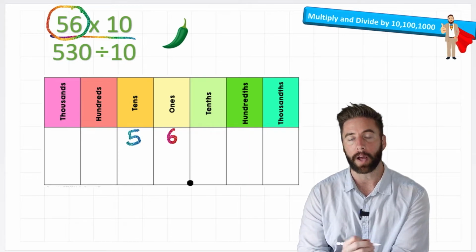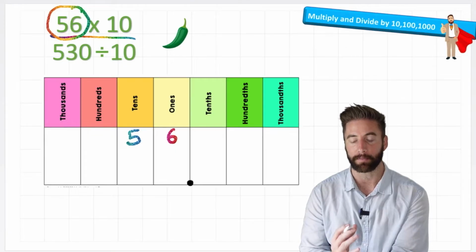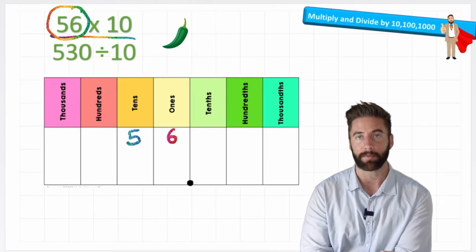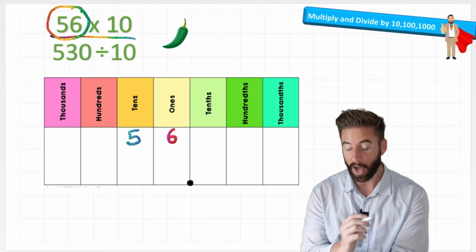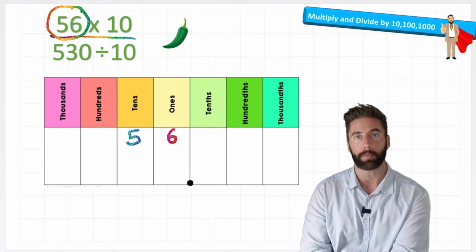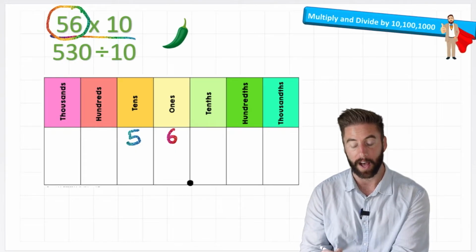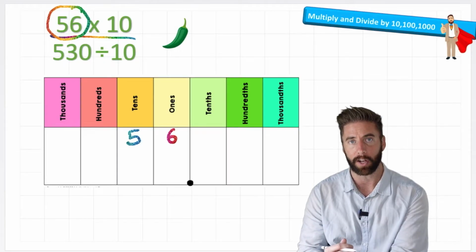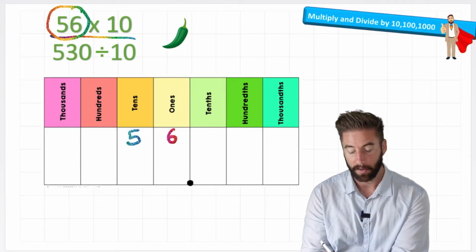Now, when I multiply it by 10, what I'm actually doing is making this number 10 times larger. So to show that, I can just move it one place up this place value chart. And by doing that, I'm making this number 10 times larger. Let me show you what I mean.